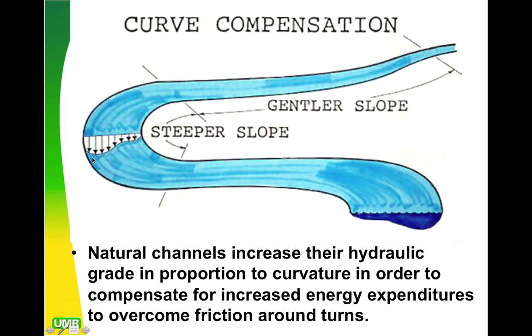In these meanders, we're going to see that there's going to be that deposition site and also that cut bank site where erosion is happening. So water is moving much faster on the outside than it is on the inside. We're going to see erosion happening out here and deposition happening inside of here.